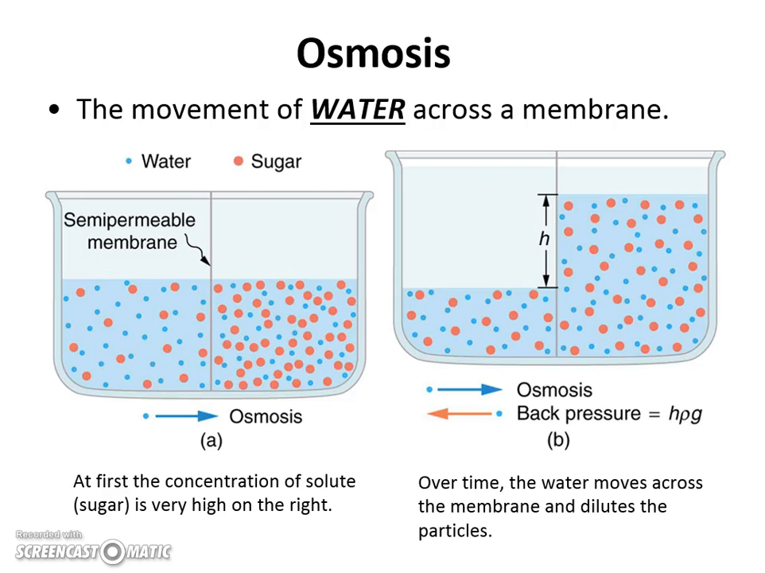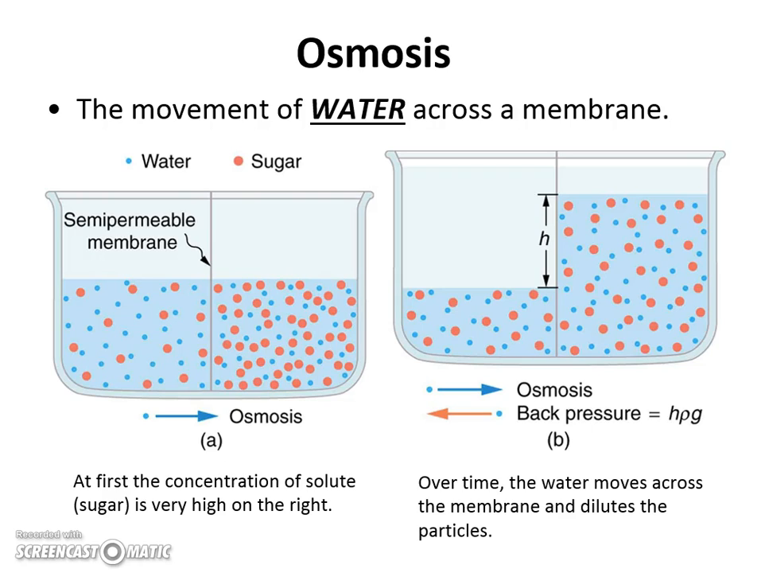Again, the definition of osmosis is the movement of water across a membrane. Note, here's a little picture of a beaker with a line down the middle. That line's representing some sort of membrane. Think of it like a plastic bag or your skin or a phospholipid bilayer, and you've got your large molecules and you've got your small molecules, and they will move back and forth until you can reach an equal concentration.